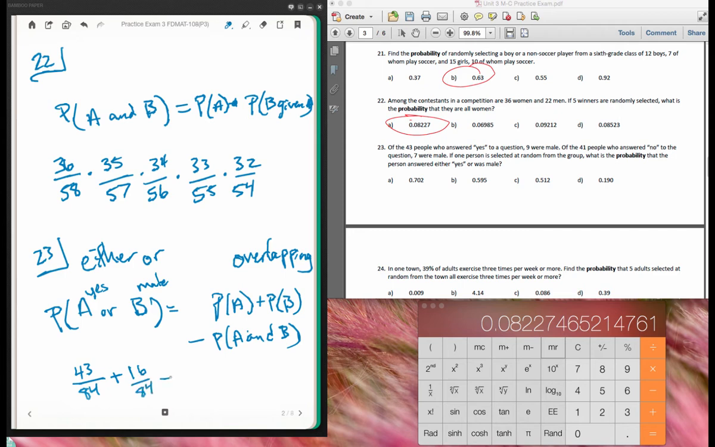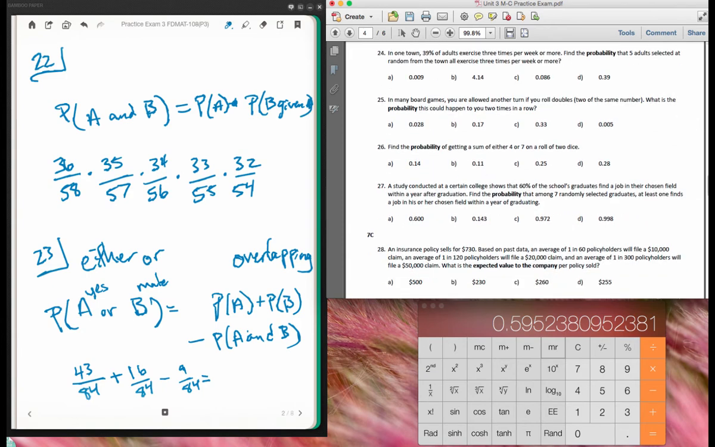And now we want to subtract those who were male and answered yes. Well, that was 9, so 9 out of 84. And there's our calculation. So let's figure this out: 43 plus 16 minus 9 is 50 over 84, which happens to be 0.595, because there are 3 decimal spots. And so we can select B and move on to our next problem.